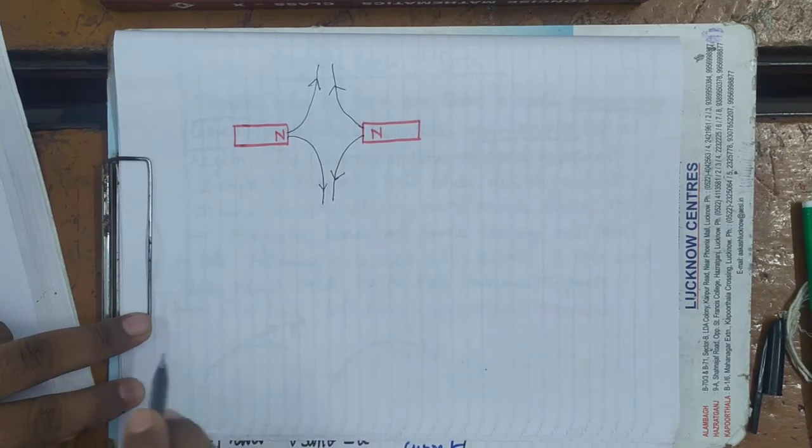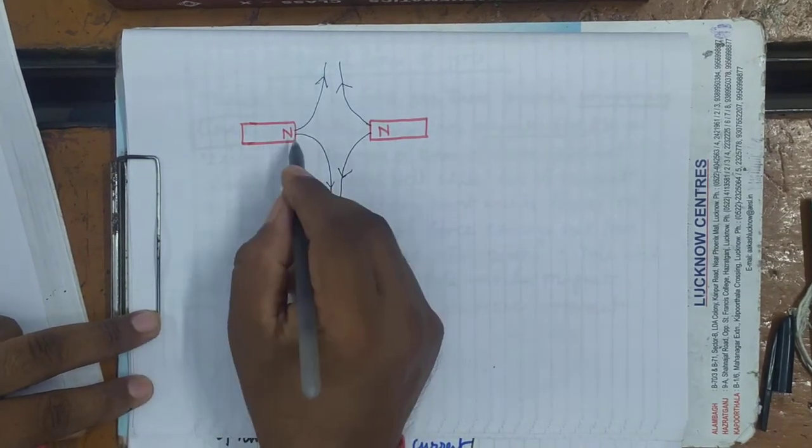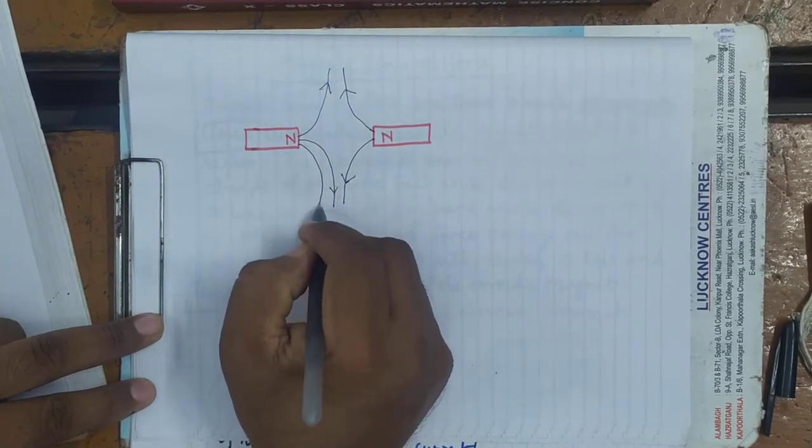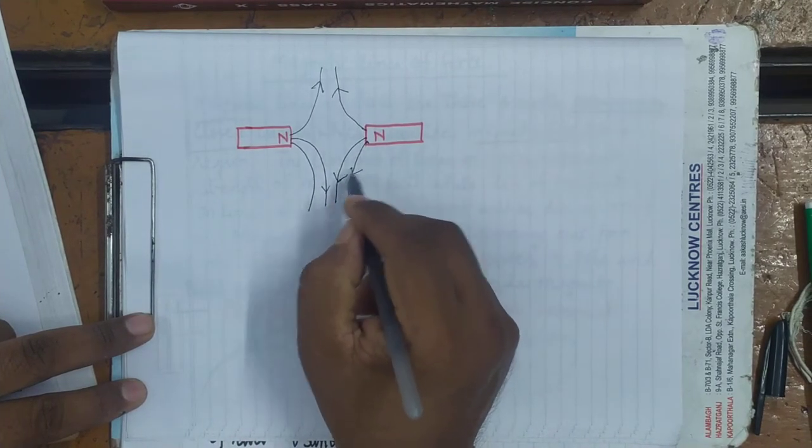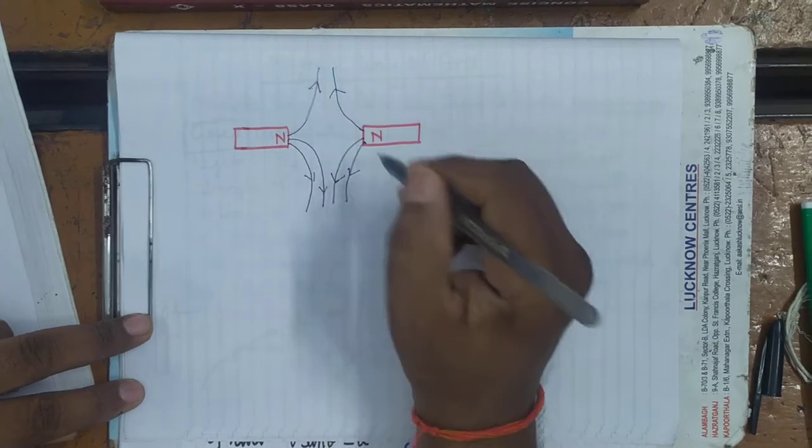This will be the pattern. It's clear. Here, this will be the pattern. This is the pattern of the magnetic field in a region in between two like poles. It's clear.